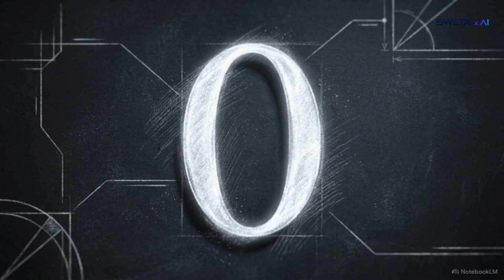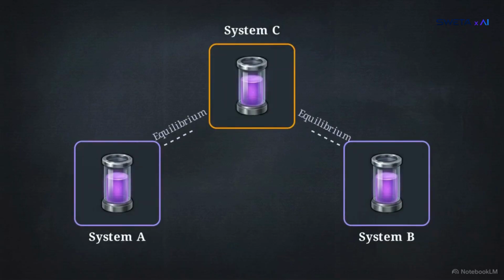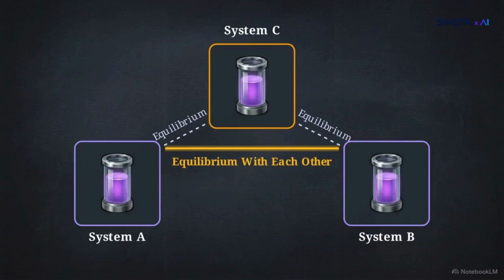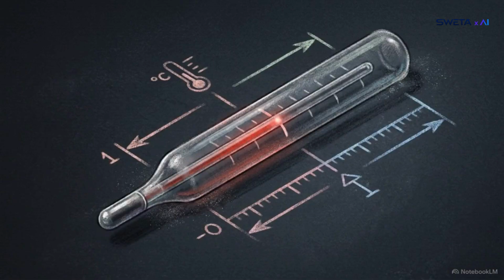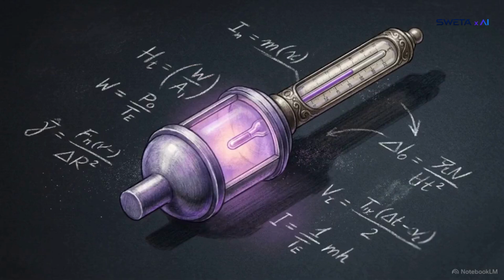This observation is the basis of the Zeroth Law. If two systems are each in thermal equilibrium with a third system, they are in equilibrium with each other. The Zeroth Law provides the physical justification for temperature as a measurable state variable. It ensures that a thermometer reading is a consistent reflection of a system's internal state.